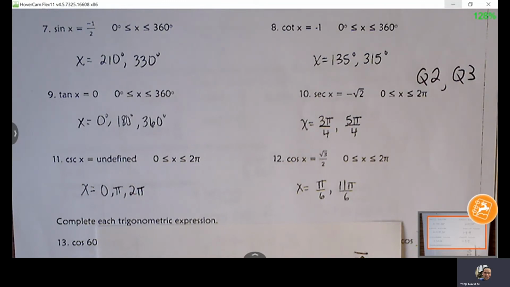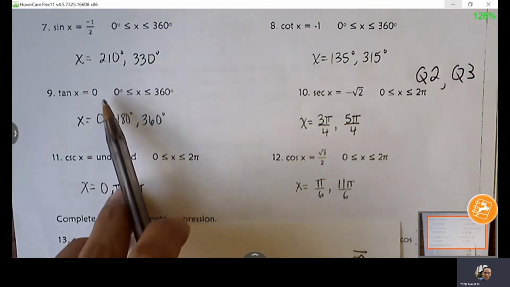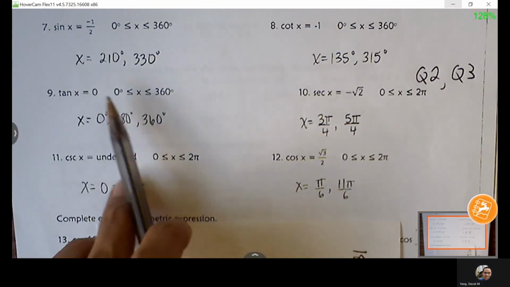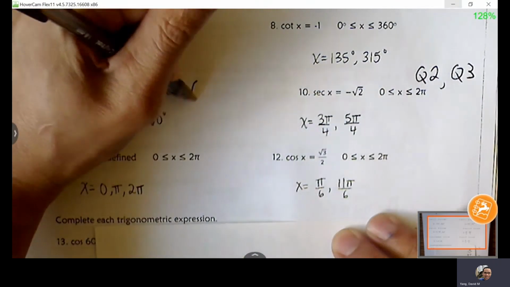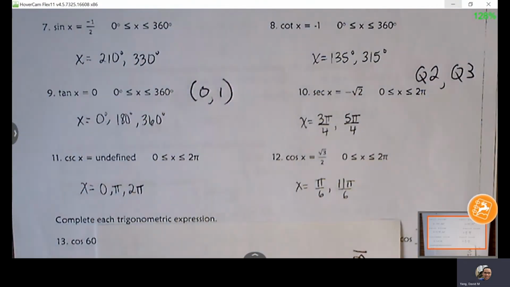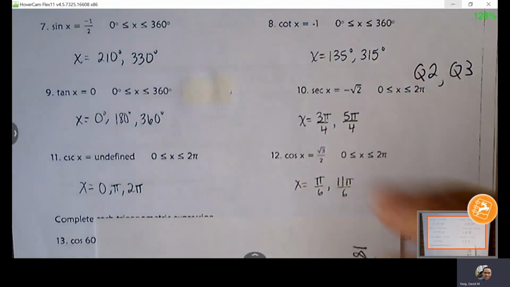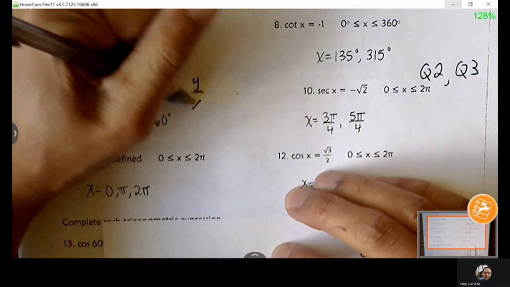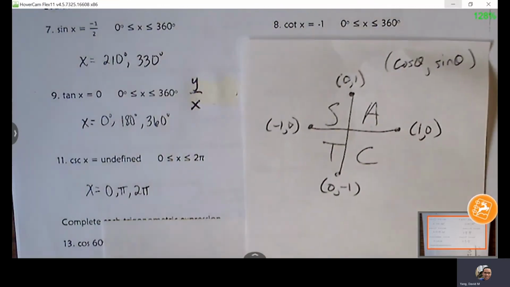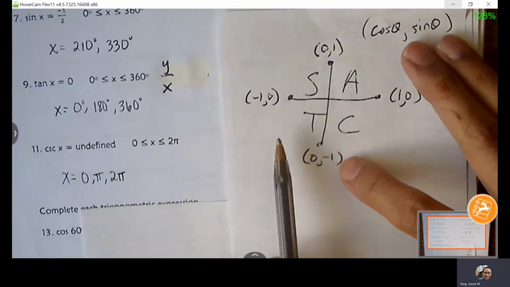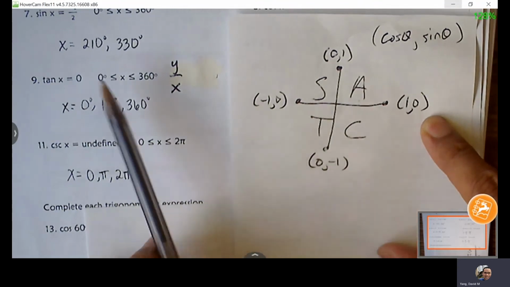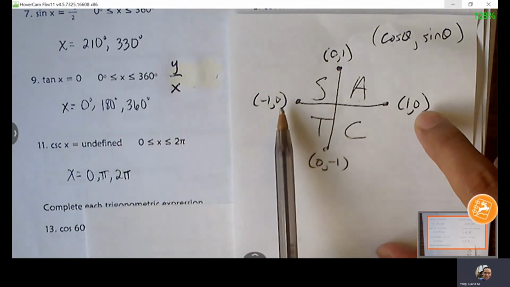Okay. Any other ones you want me to go over between 9 through 12? Yes. Okay. Number 9? Okay. So number 9, tangent is equal to 0. So the only way we're getting a 0 is if it's 0 over 1. Right? Oh, sorry. Tangent is 0. So we got to think in terms of y over x, right? Y over x. So if I go to my quadrant ordered pairs, I want a 0 over 1 from y over x.